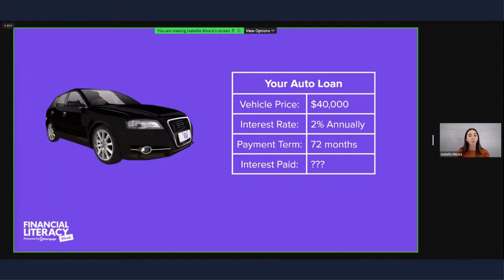Well, lucky for you, you now know the formula. So let's figure this out. How much are you paying in interest over the 5 years for a new car? And when you have the answer, or you think you have the answer, drop it in the chat. I'll give everyone about 30 seconds to try to calculate this one if anyone feels really good at math.